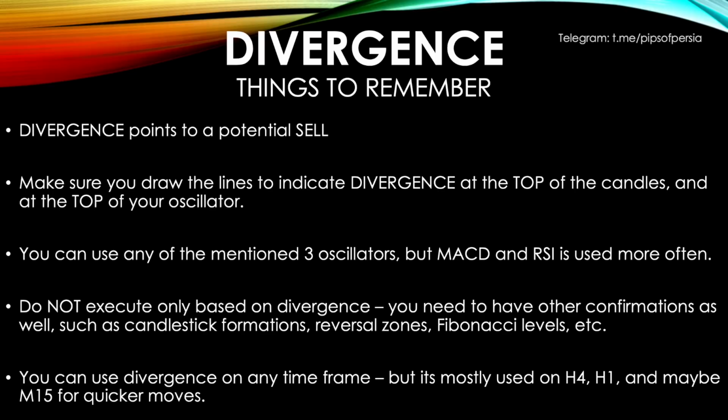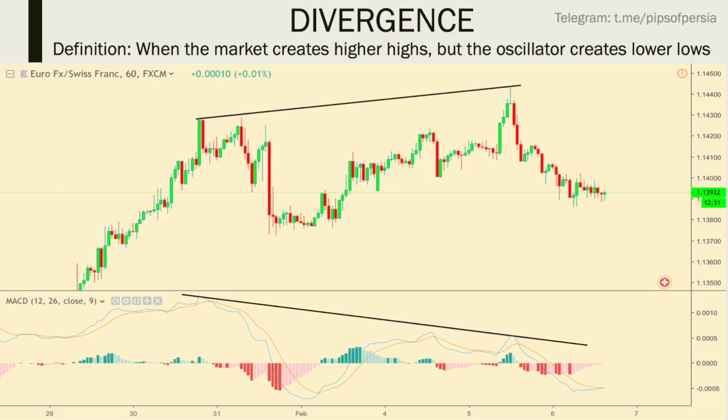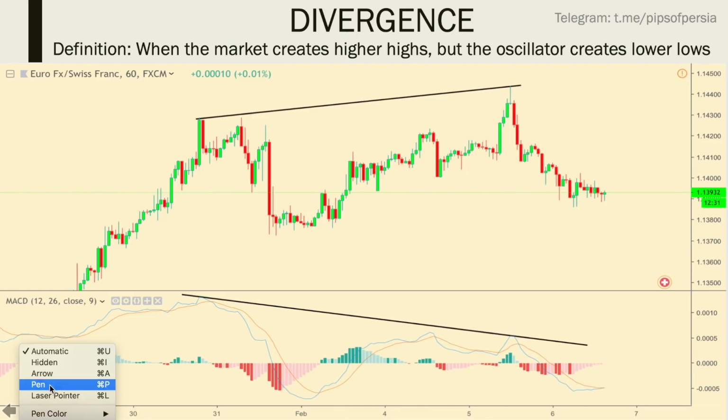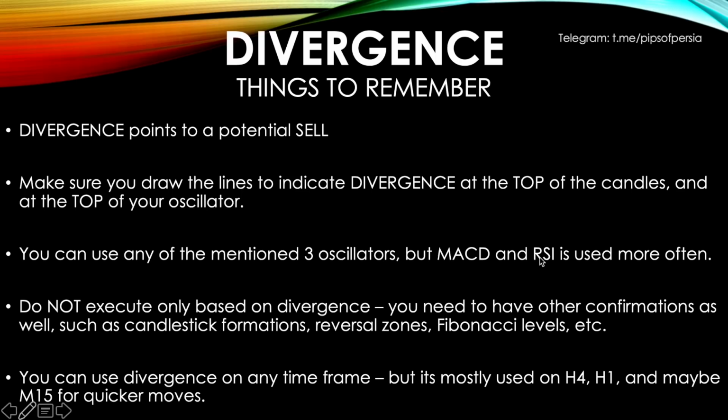So as I mentioned, divergence points to a potential sell. You have to make sure that when the market is diverging, you draw the lines to indicate divergence on the top of the candles and on the top of your oscillator. So as you can see over here, the line to indicate divergence was drawn on the top of the candles, connecting the highs of the candles, these areas, and also on the top of these oscillators of this MACD. Not only that, you can use any of the mentioned three oscillators, but MACD and RSI is used more often.